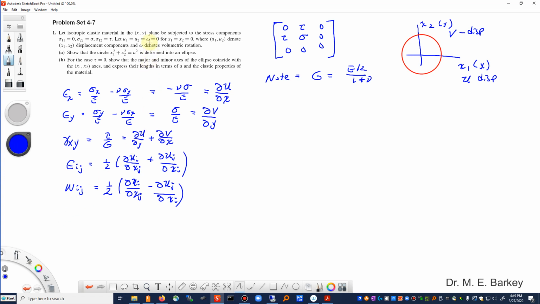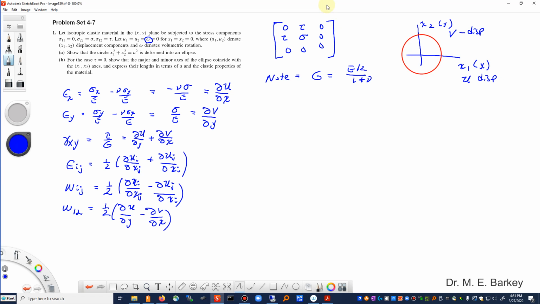I think what they're wanting is omega 1, 2 right here. It would be 1/2 the partial derivative of u with respect to y minus the partial derivative of v with respect to x. All right, so we have all of our equations here handy. Let me save this before we get too far.